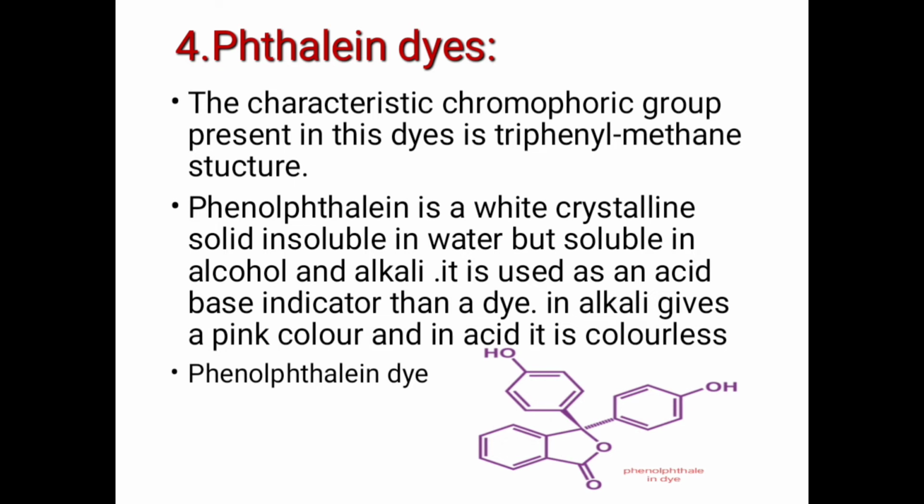Phthalein dyes. The characteristic chromophoric group present in these dyes is the triphenyl methane structure. Phenolphthalein is a white crystalline solid insoluble in water but soluble in alcohol and alkali. It is used as an acid-base indicator rather than a dye. In alkali it gives a pink color and in acid it is colorless. Phenolphthalein dye.